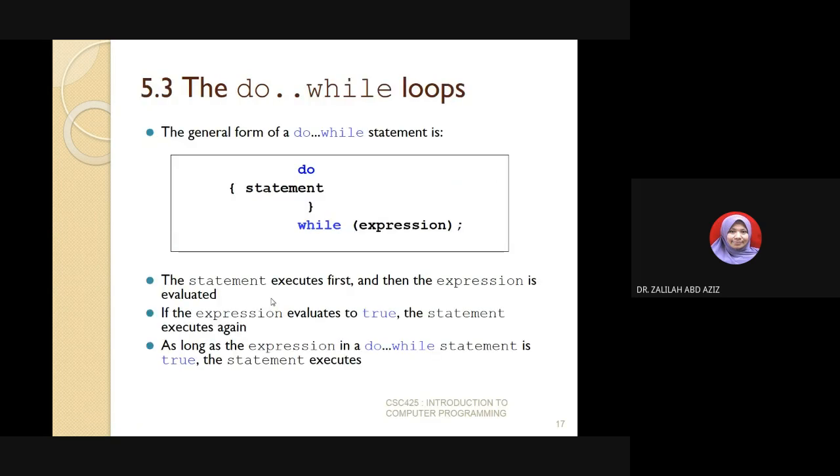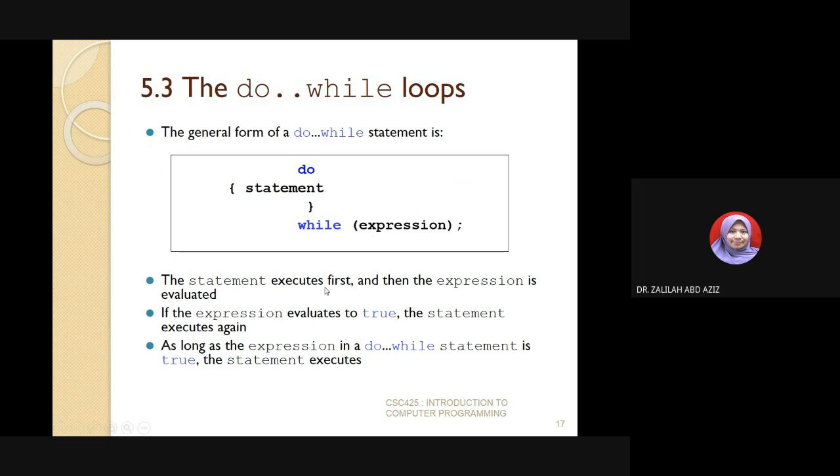Let's look at the syntax. Okay, the general form of a do while statement is do and then statement buat. Okay, sebab kat sini tak ada test apa-apa pun. So, terus buat statement ni and then while expression ini adalah true, okay, and then baru dia akan repeat for the second time. We will look at example then we can understand.